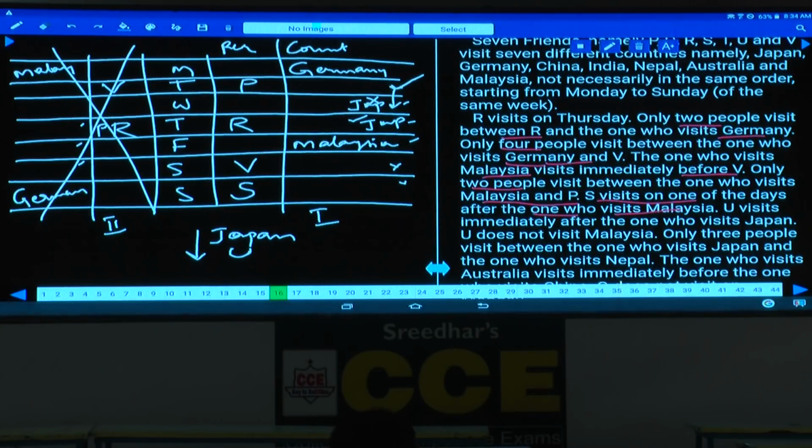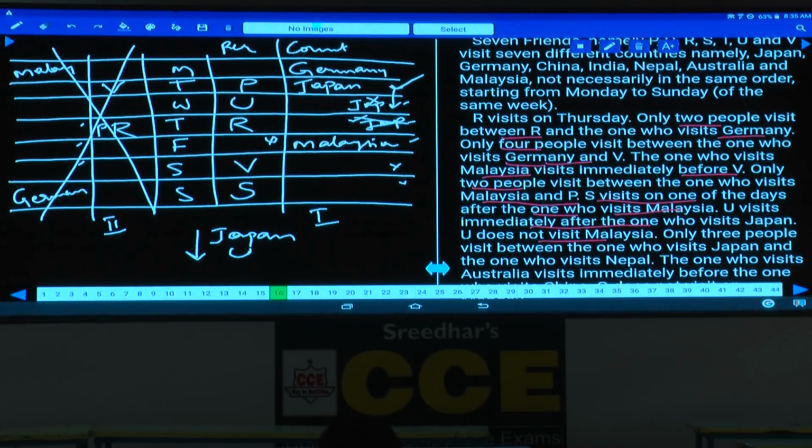Out of which? U visits immediately after the one who visits Japan, and U does not visit Malaysia. As U does not visit Malaysia, U cannot be on Friday. As U cannot be on Friday, Japan cannot be on Thursday. As Japan cannot be on Thursday, between those two possibilities, one is ruled out. Then Japan must be on Tuesday. If Japan is on Tuesday, U must be immediately below this one, hence U must be on Wednesday. Done with this?